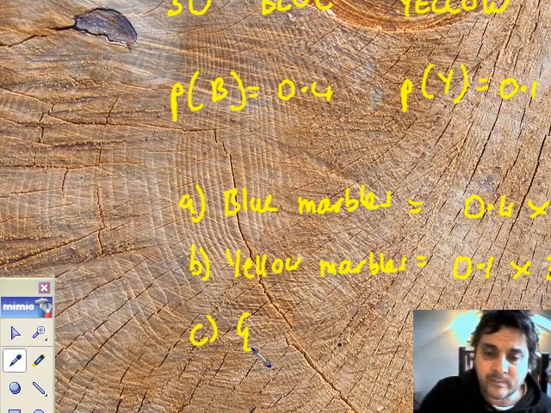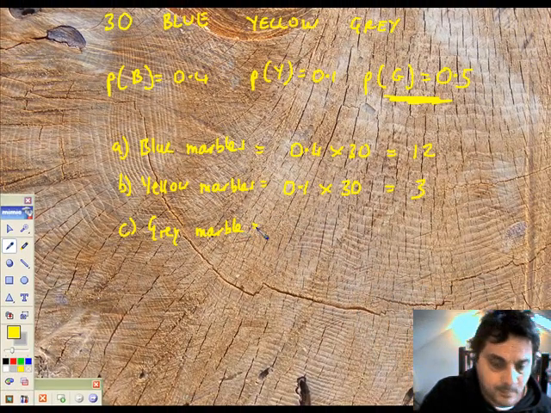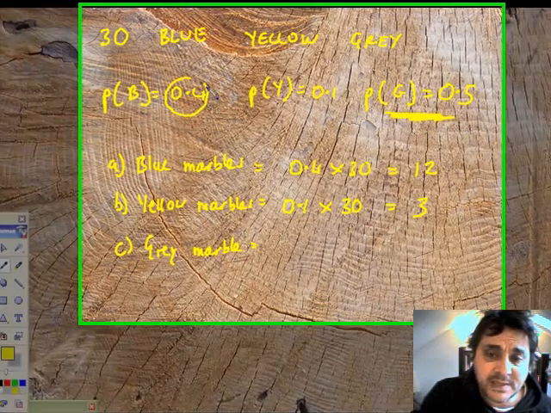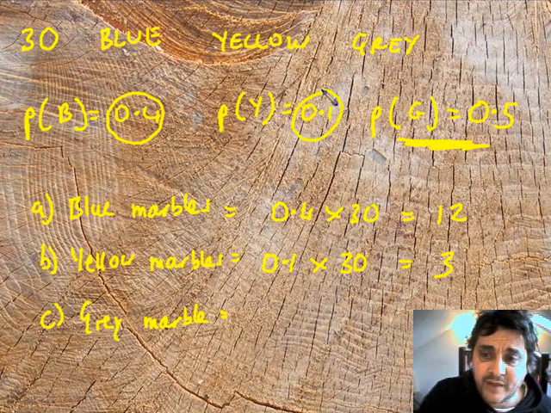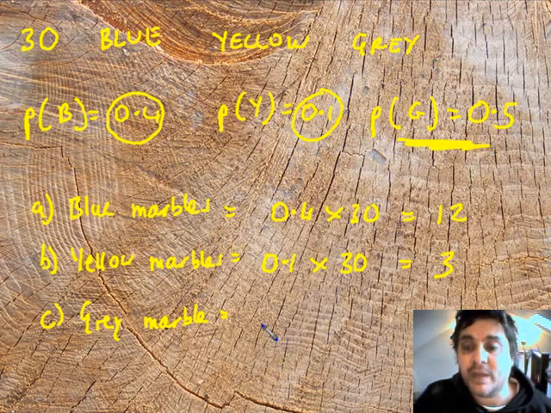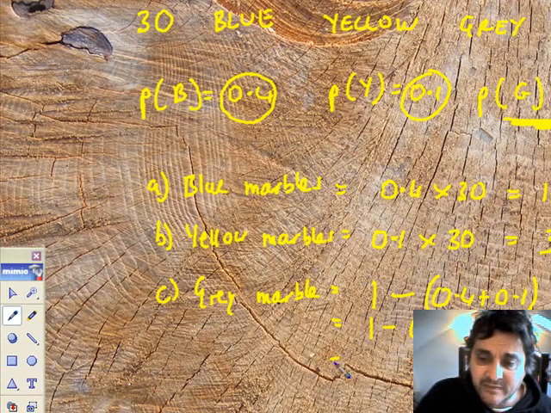Two ways of doing that. Well, I've done it before, haven't I? These two probabilities add up to 0.5. Therefore, the remaining 0.5 has to be the probability of getting a grey marble. So the way to show I'm working is I take 1, take away my 0.4 and my 0.1 from that, so that's basically 1 take away 0.5, leaving me with 0.5 as a probability for getting a grey.